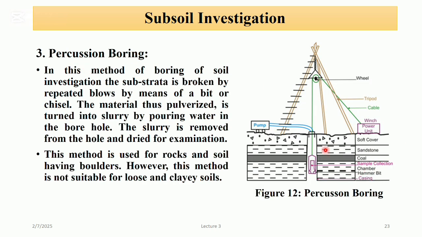Percussion boring. In this method of boring, the substrata is broken by means of repeated blows of a hammer, bits, or chisel. Due to this, the particles are converted into fine particles, and then by pouring water into the borehole, the particles are converted to slurry. Then we remove the slurry and dry it for inspection or examination. This method is not suitable for loose and clay soil. It is used for rock and soil having boulders.